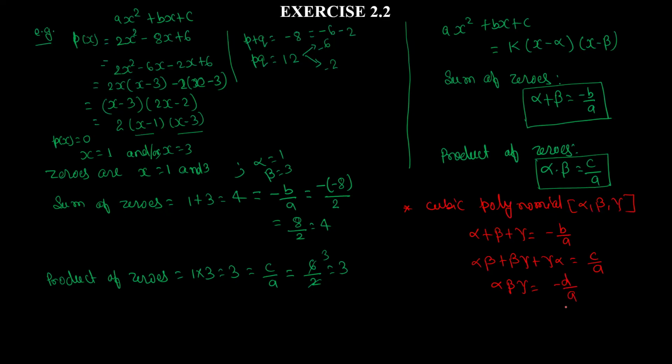And finally, the last one is the product of all three zeros, alpha into beta into gamma, that is minus d by a. So in this cubic polynomial, the standard form of the cubic polynomial is ax cube plus bx square plus cx plus d. So here d is the constant. A is the coefficient of higher order, that is x cube. B is the coefficient of x square, C is the coefficient of x, and D is the constant. So these are the formulas that we need to remember. Then we can solve this easily.